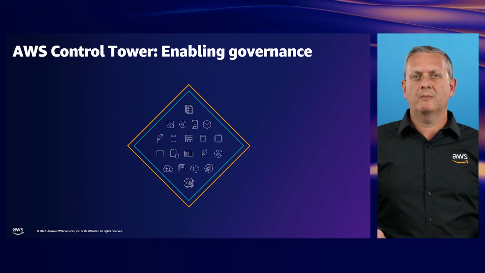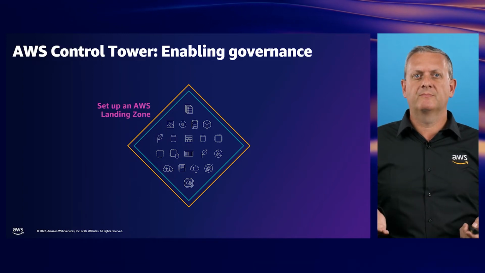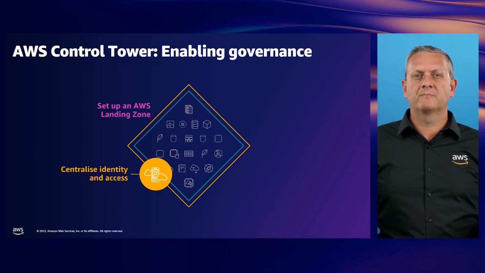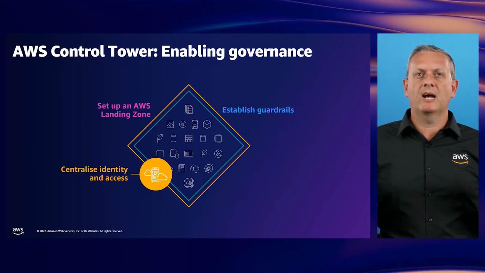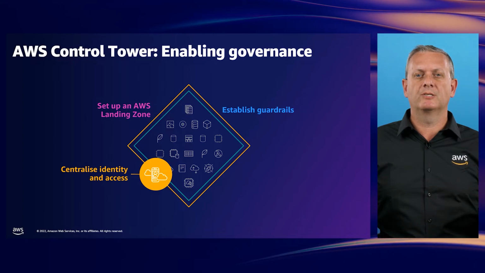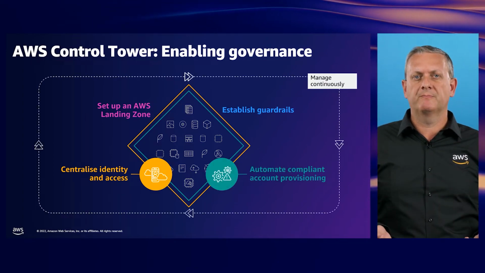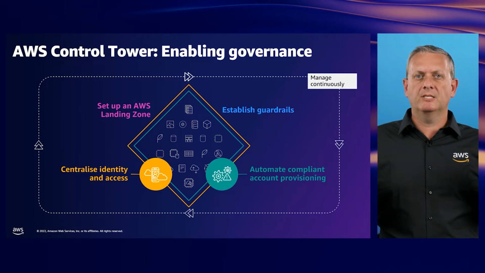Control Tower enables you to set up an AWS landing zone. Centralize identity and access. Establish guardrails for security, compliance, and operations. Automate compliant account provisioning. And manage this continuously over time.